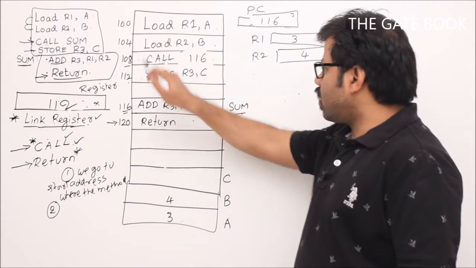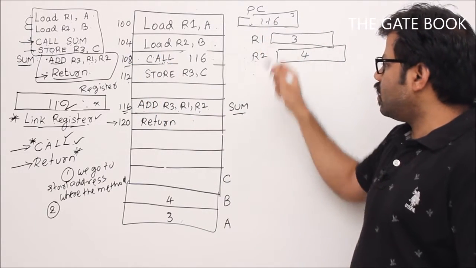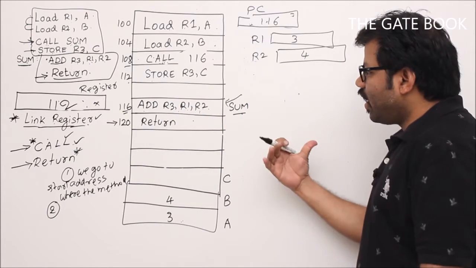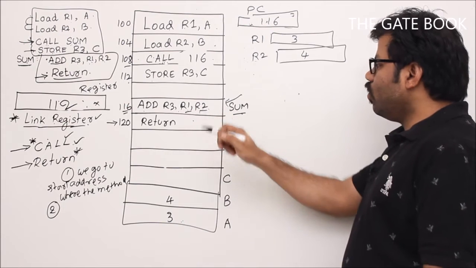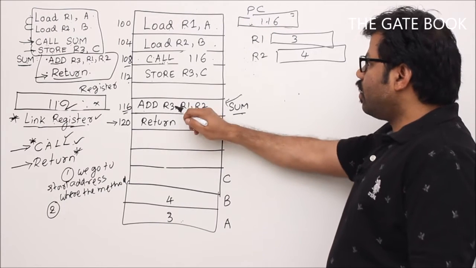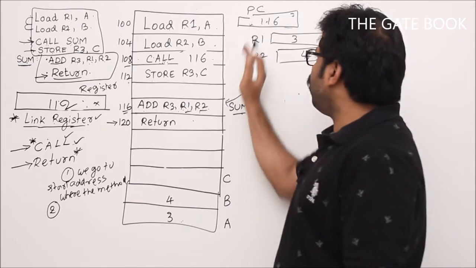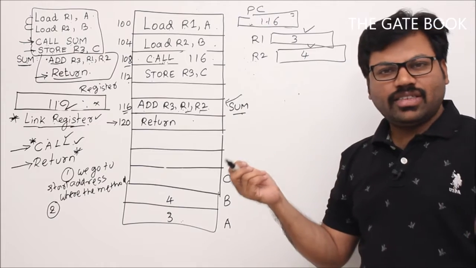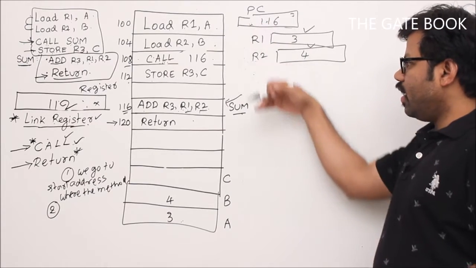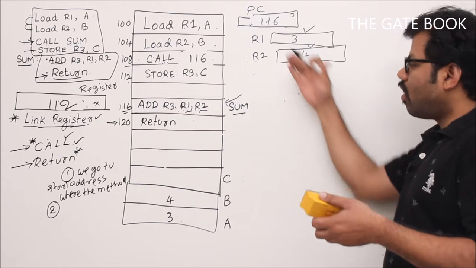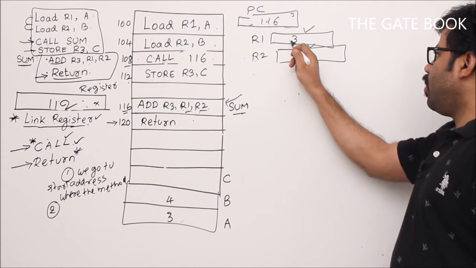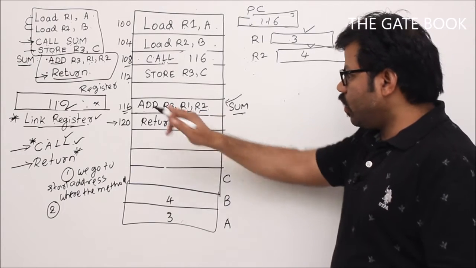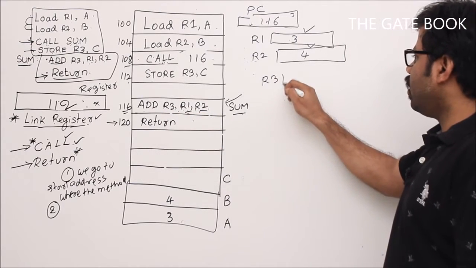So after this call instruction, we'll come here, right? Because the program counter says 116. Then this line will be executed blindly: Add R3, R1, R2. Now here you can understand one thing. We are writing R1, R2 because maybe you know that R1 and R2 contain parameters. So this R1, R2 can be treated as parameters, right? So finally we are getting the effect of passing the parameters also. The parameters are 3 and 4 for me. Then I am adding them and storing the result into R3. Then R3 gets 7.